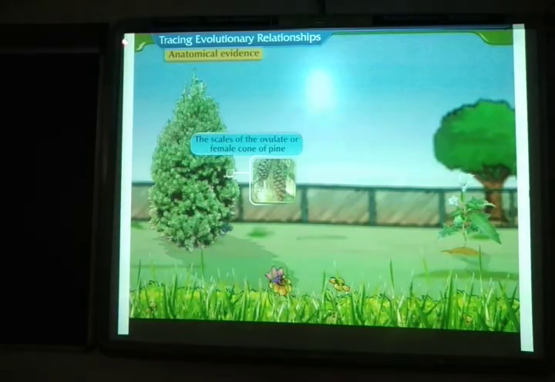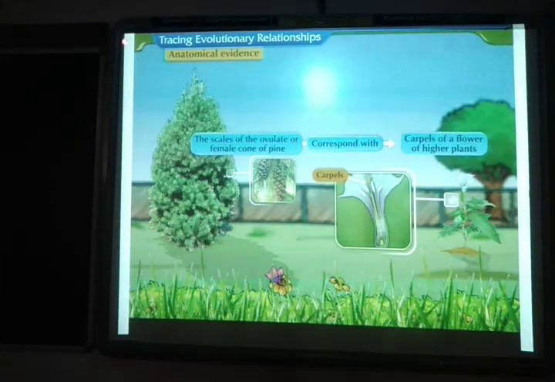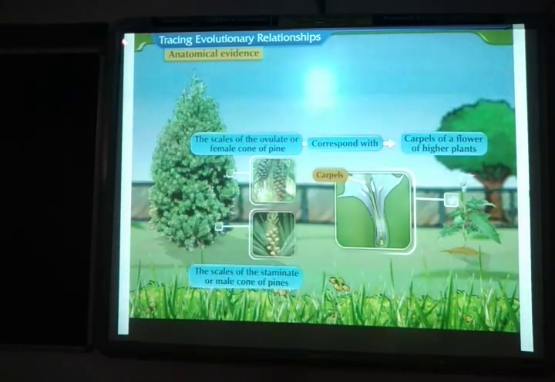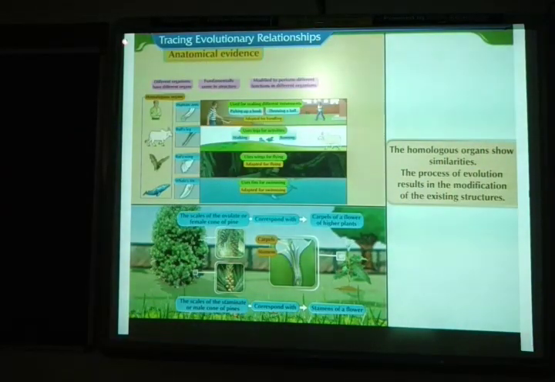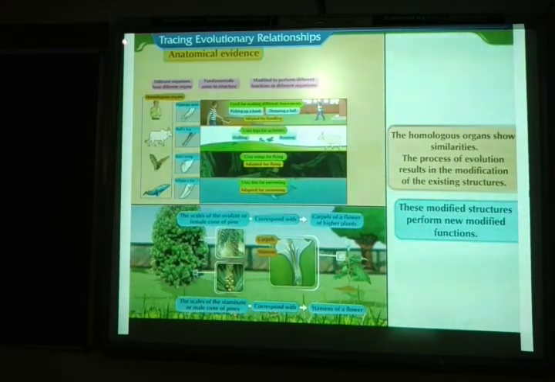In plants, the scales of the ovulate or female cone of pine correspond with the carpels of the flower of higher plants. The scales of the staminate or male cone of pines correspond with the stamens of a flower. The homologous organs show similarities due to the fact that the process of evolution results in modification of the existing structures. These modified structures perform new modified functions.